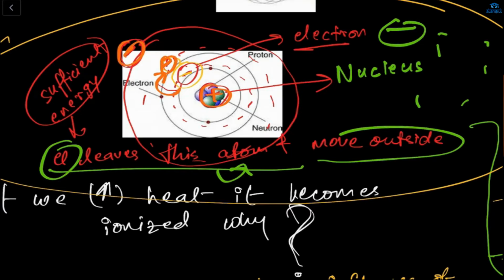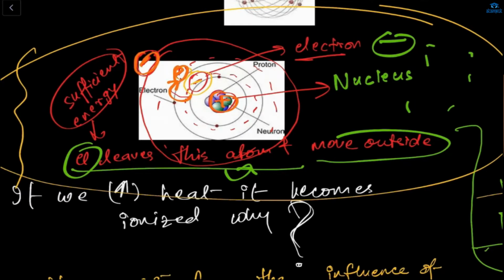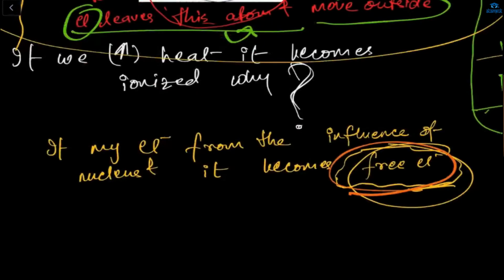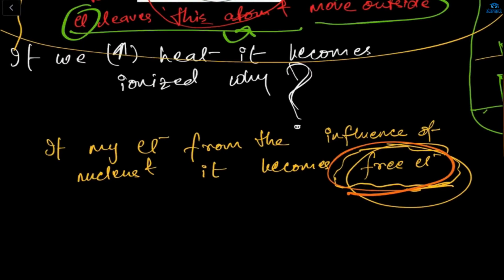Means the higher orbits, total 8 orbits, right? Then it will again shift. Then what will happen? If the electron gets a sufficient amount of energy, it will leave the atom and move outside, and it will become a free electron. Okay, ma'am. Okay, doubt? No.